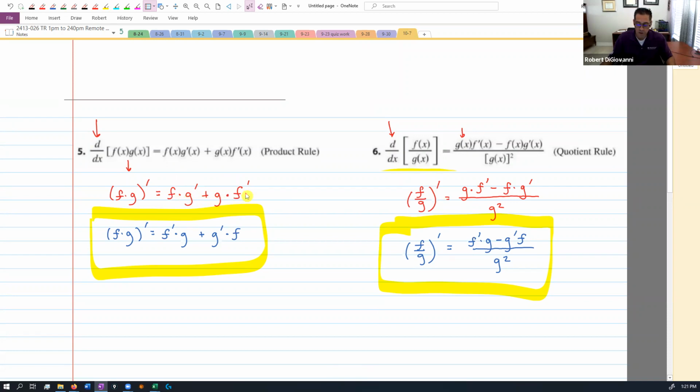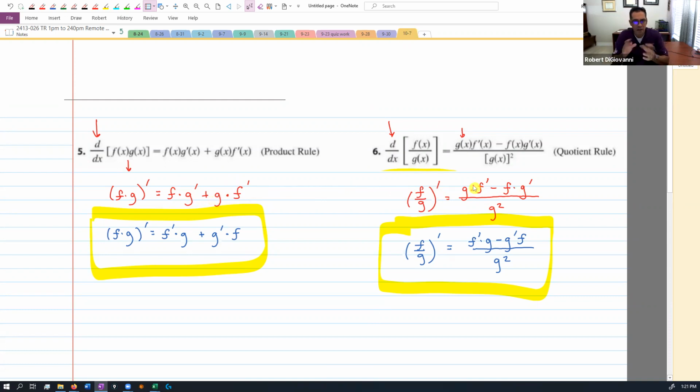And then the quotient rule comes along and it looks completely different. It's g f prime instead of f g prime, right? It's g f prime minus f g prime. So it's like all different, right? This formula looks so much different than the product rule. To me, it did.